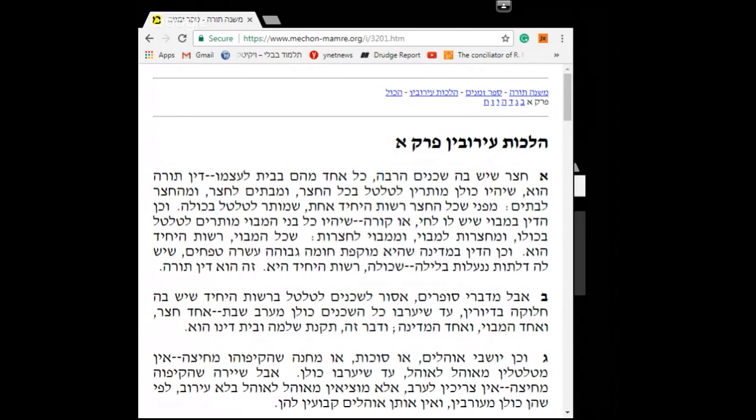Okay, so you have two parallel walls. It's like a whole alleyway with two parallel walls, and two openings from both sides. This is what we call a mavoy mefulash.